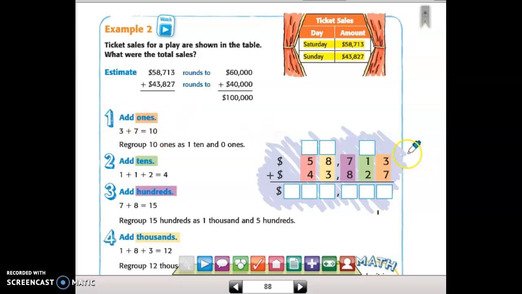Add the ones place. 3 plus 7 is 10. Can't put two digits in one box, so carrying that 1. 2 plus 1 plus 1. 7 plus 8 is 15. 8 plus 1 is 9, plus 3 is 12. 5 plus 4 is 9, plus 1 more makes 10. Carry that 1 over here, bring it straight down. So we've got 102,540.